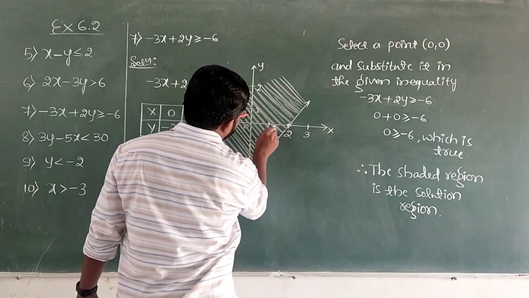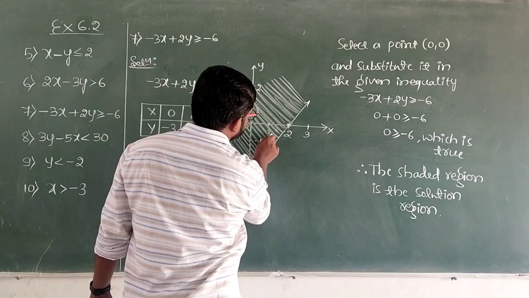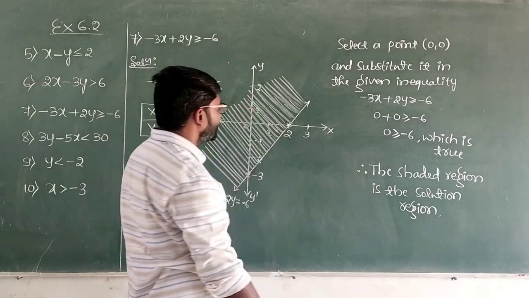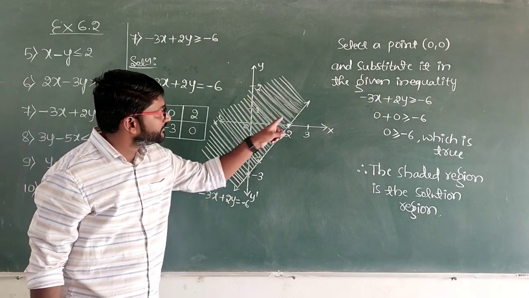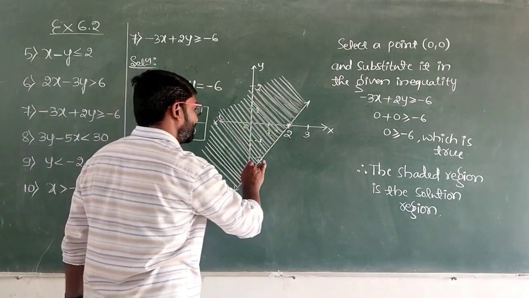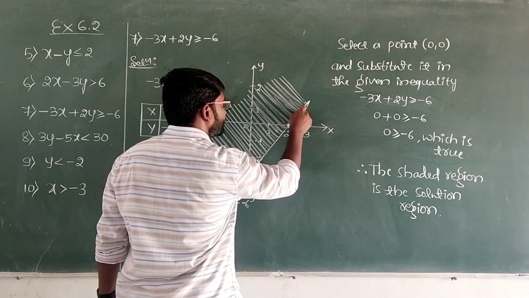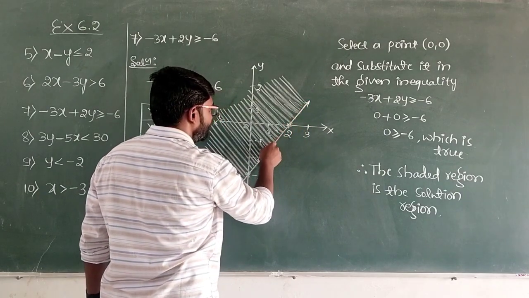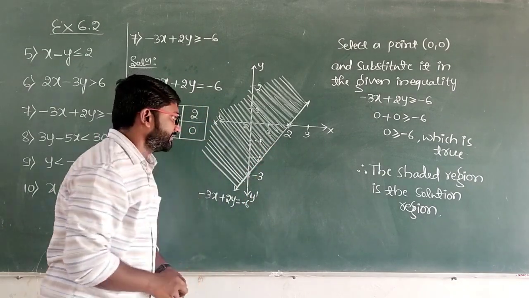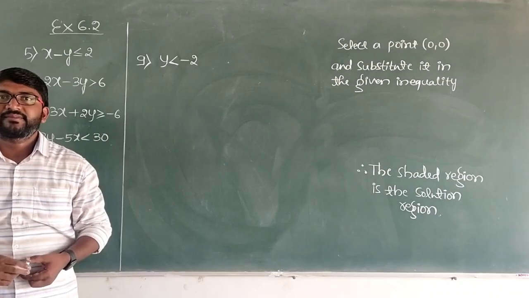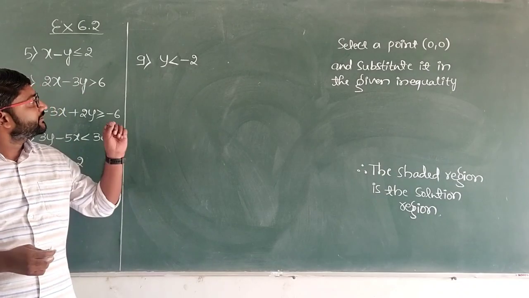Yes, the shaded region is the solution region and the given inequality is a slack inequality. We have to consider points in this shaded region as well as the points on this line. All those points will be part of the solution for the given inequality. So this is all about question number 7. Note down this. Take question number 8 as an assignment. I will be going for question number 9.